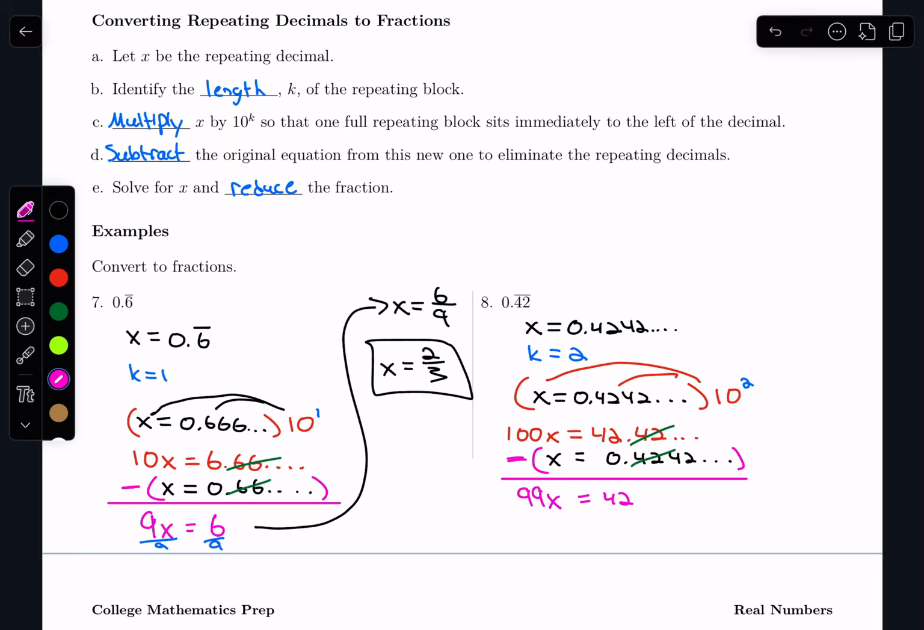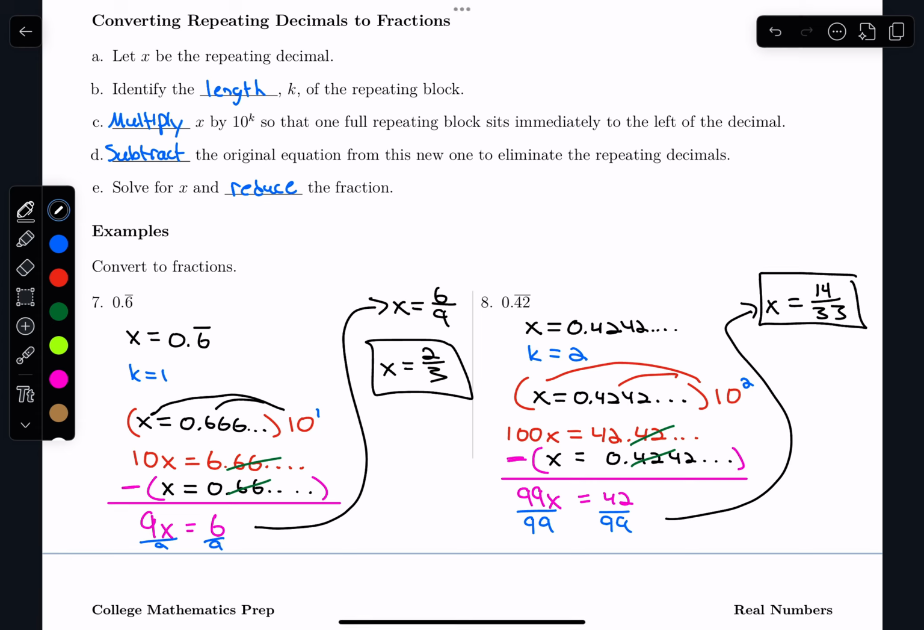Okay, so 42.424242 minus 0.424242. Those decimals just cancel out. So we're just left with 42. And now if I divide both sides by 99, we have our solution here that x is equal to 42 over 99. Both those numbers are divisible by 3. This reduces to be 14 over 33.